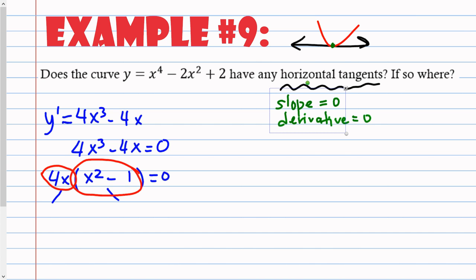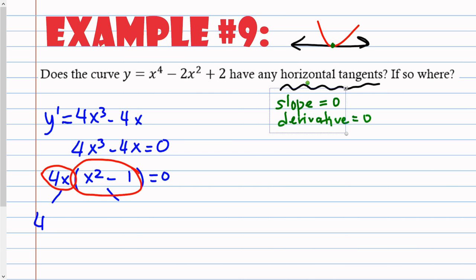So the zero product property allows me to take these two terms, this binomial and this 4x term, and just make them 0.